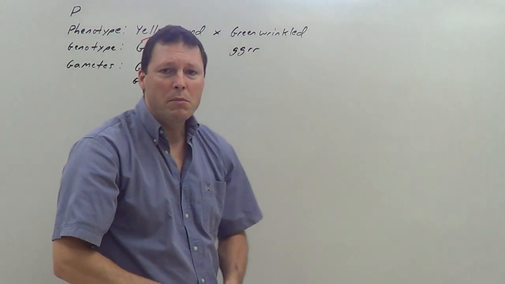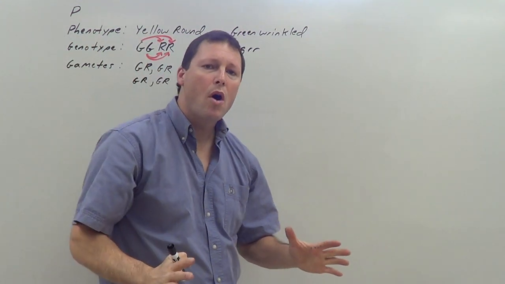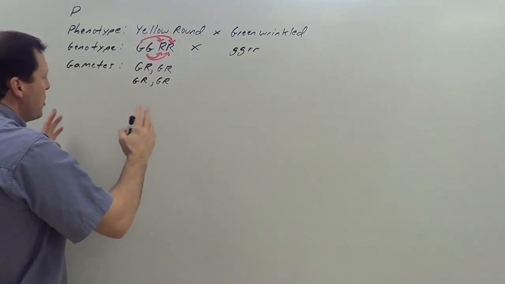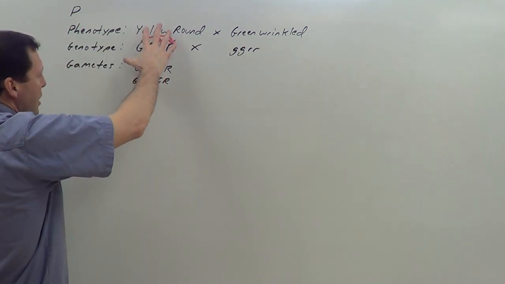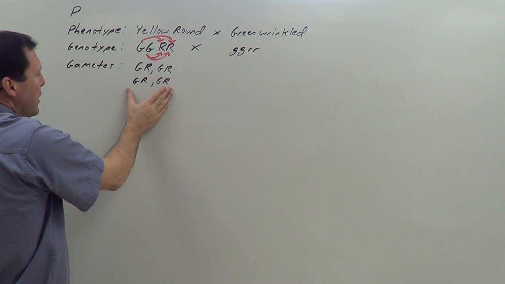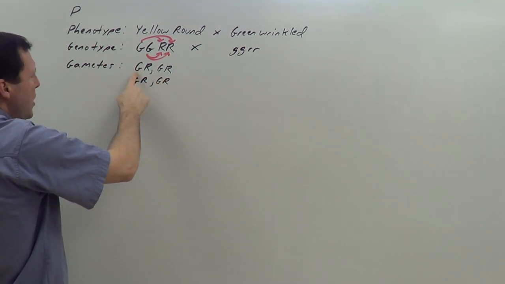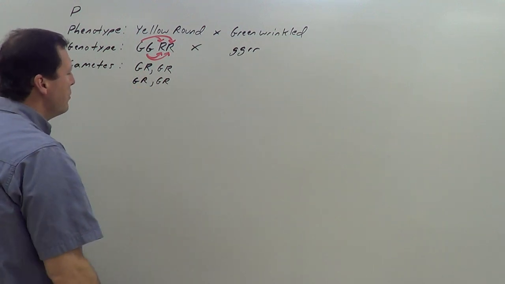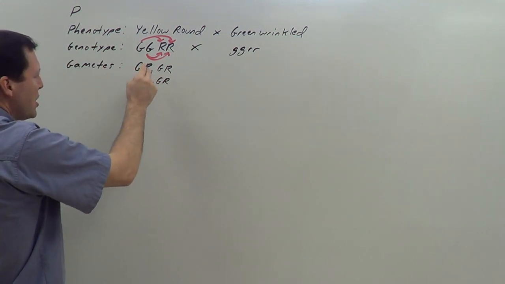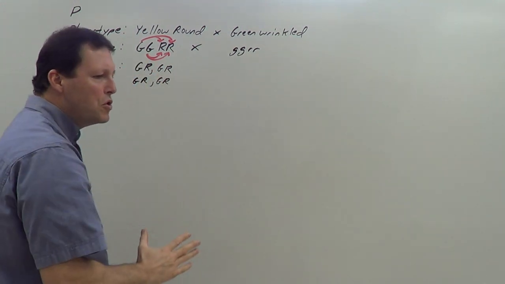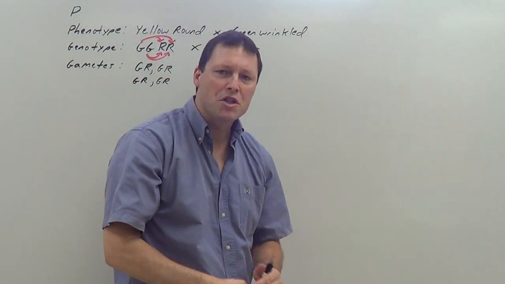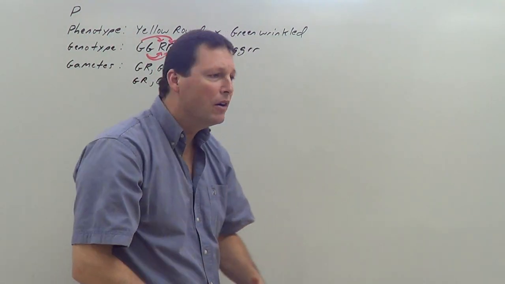Now that's important because that's where a lot of people go wrong when they're doing Punnett squares, is that they incorrectly figure out what their gametes are. So it's just a little check here. Make sure that you have one of each type of letter. In this case, a G and an R, a G and an R. You don't want two G's and you don't want two R's because then you're missing the other letter.